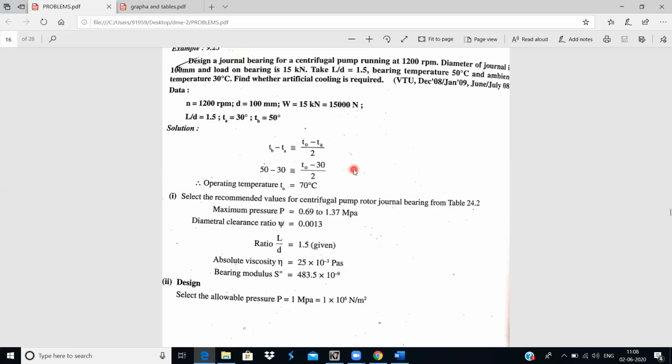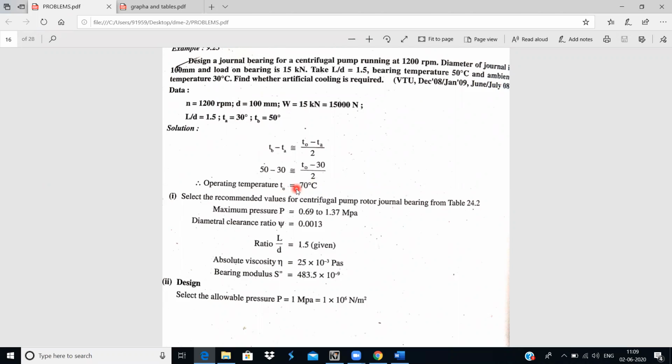So in previous problems they had not given TB and TA, so we assumed the operating temperature. In this problem, they have given TB and TA, that is bearing temperature and ambient temperature. So at that time, we should not assume, we are going to calculate the operating temperature. Now we got the operating temperature is equal to 70 degrees Celsius.